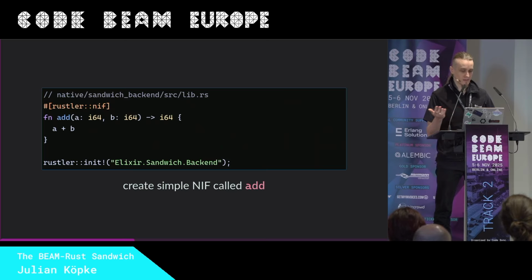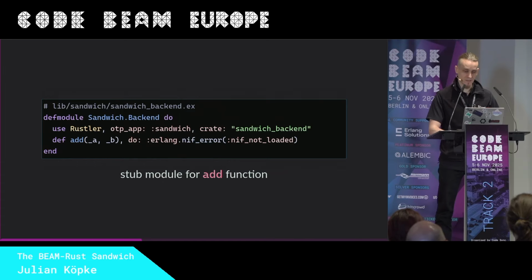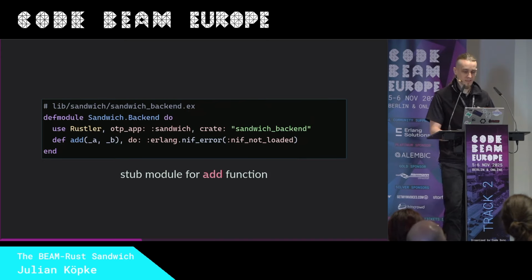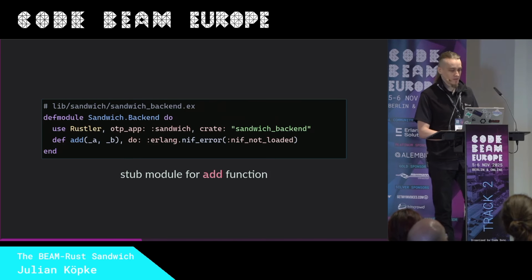And then, of course, on the Elixir side, we have to hook this up similarly. So we create a module on the Elixir side, and we just use Rustler. Magic happens. We define our add function with the same shape, and we just implement a NIF error, which will return by default if the NIF is not loaded. But if it gets loaded, this will be replaced by the actual call to our Rust function.